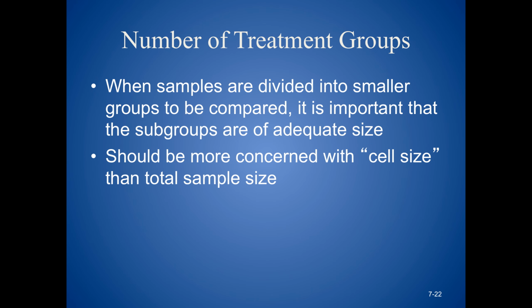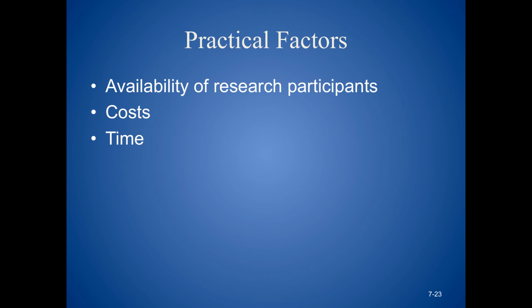Also, it's the number of treatment groups. When samples are divided into smaller groups to be compared, it is important that the subgroups are of adequate size. And then also practical factors. Practical factors like accessibility of these research participants, if there's costs involved, how much time will it take to test these participants. So a lot of these factors are important in determining sample size.